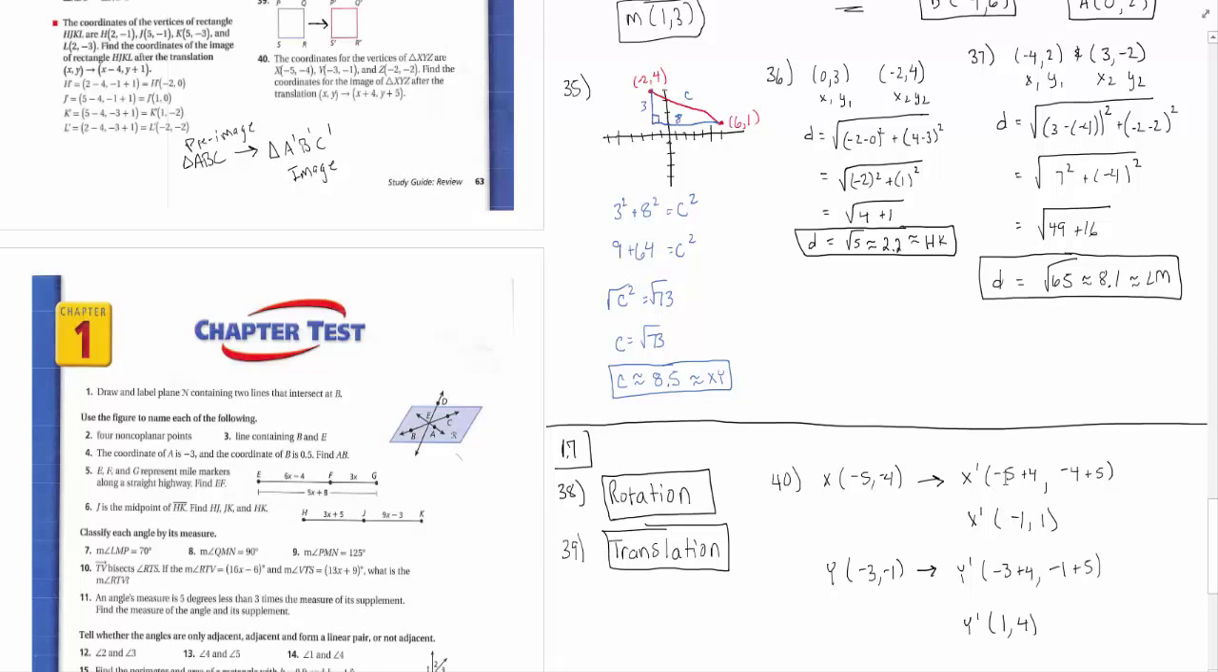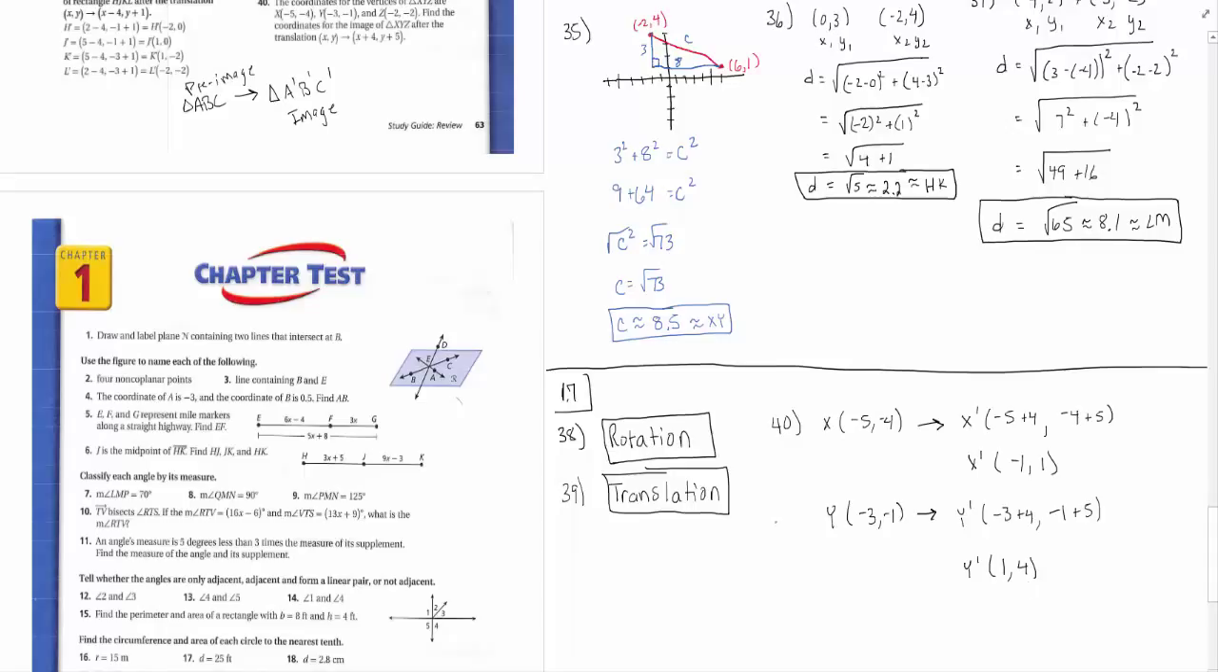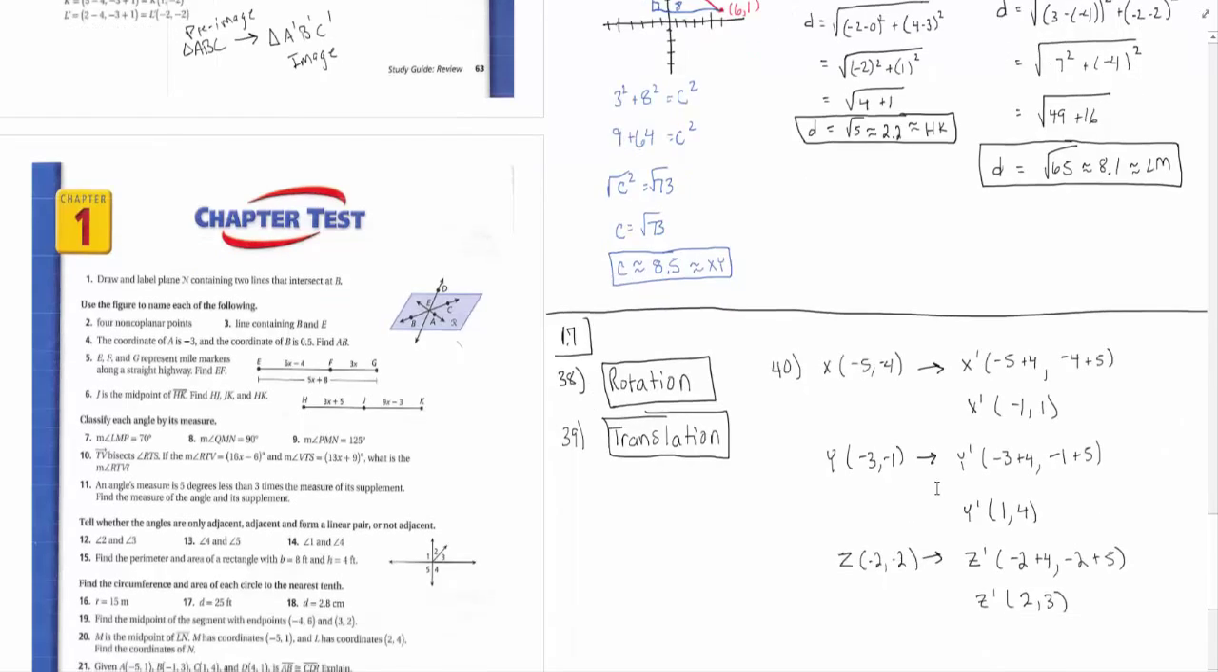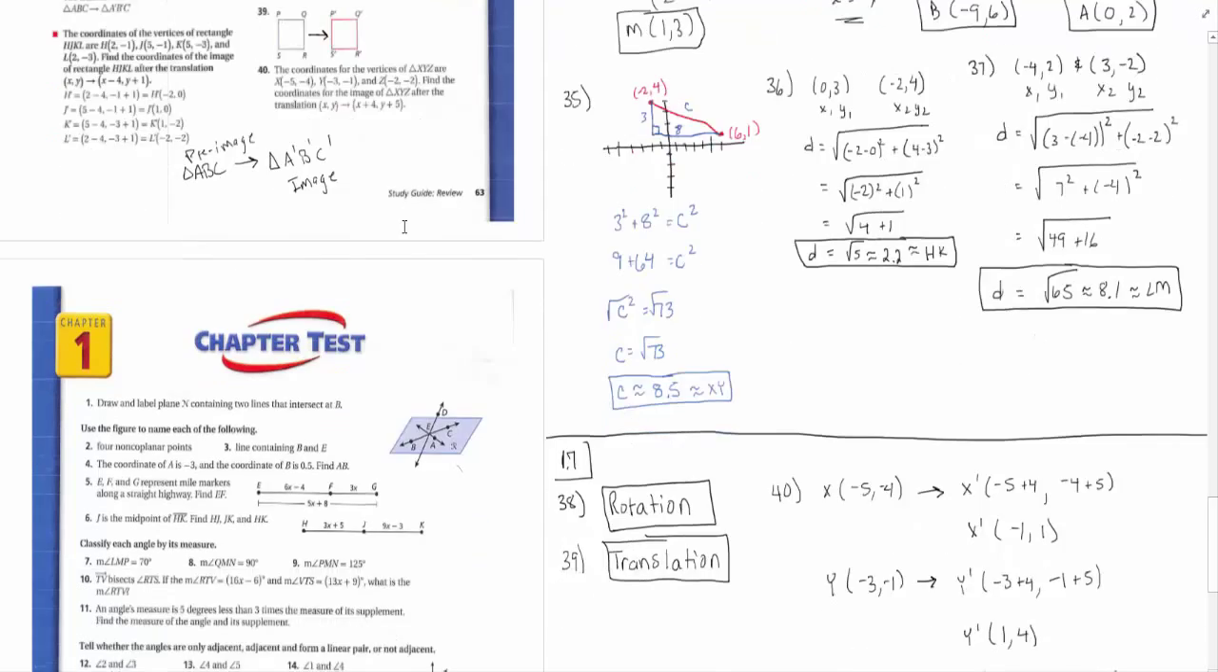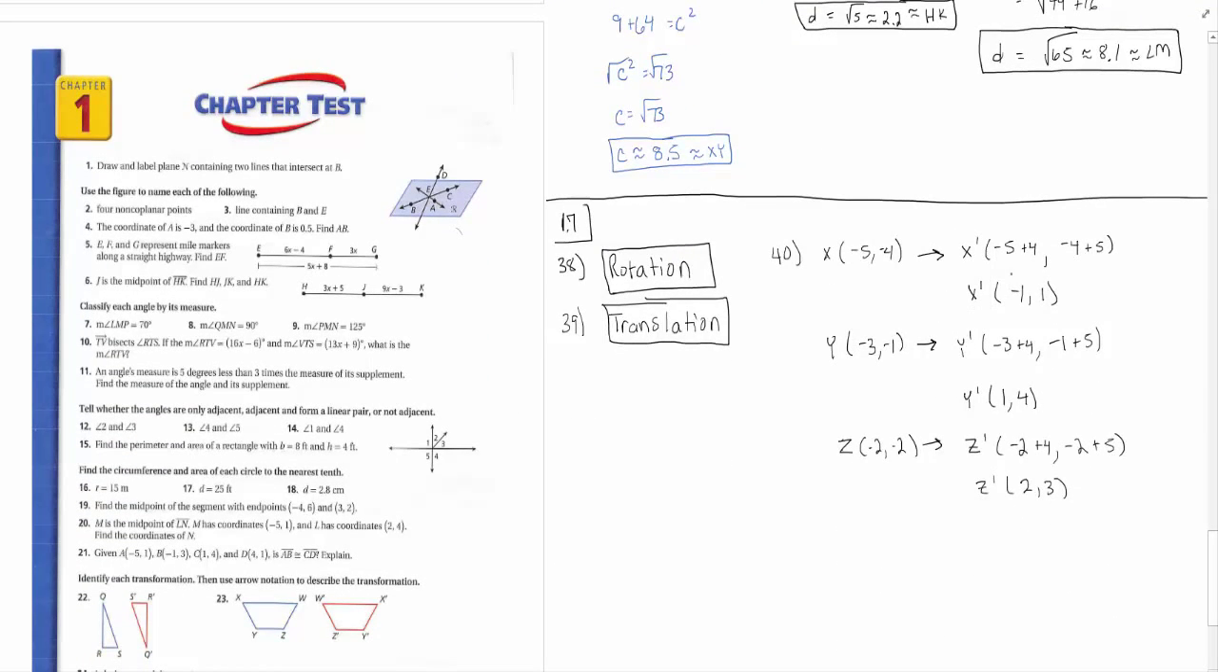So I got X prime, I got Y prime. Finally, I got Z, which is -2, -2. So we're going to do our translation for Z to wrap this up, and I'm going to have -2 plus 4 and -2 plus 5. So Z prime would be 2, 3. So you got your coordinates of your triangle, and really that's all they're asking for. Find the coordinates for the image of that translation. So you got your 3 coordinates: X prime, Y prime, Z prime.